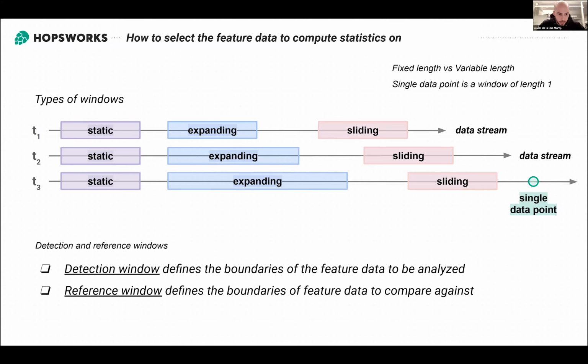So given this type of windows, we can use this classification to define two different windows: the detection window, and the reference window. The detection window will define the boundaries of the feature data that you want to compute a statistic on, and this is the statistic that you will want to analyze and compare against a baseline. And then the reference window will define the boundaries of the feature data that you want to compare against.